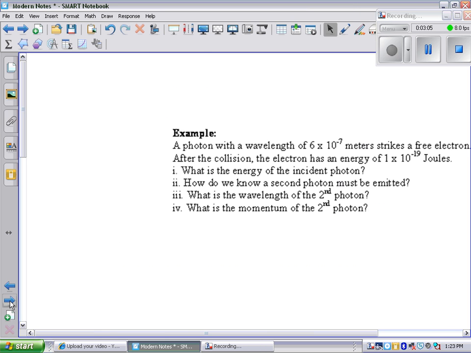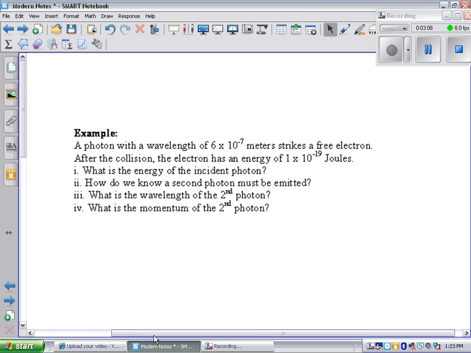So on the top of the next page, we have a little example of this. A photon with a wavelength of 6 times 10 to the minus 7th meter strikes a free electron. Then after the collision, the electron has an energy of 1 times 10 to the minus 19th joules. So I'm going to draw this. I have my photon coming in like this. It has a wavelength of 6 times 10 to the minus 7th meters. It's going to hit this electron, and we're going to make the electron fly off this way. We know its kinetic energy is 1 times 10 to the minus 19th joules. Okay, so copy that all down.